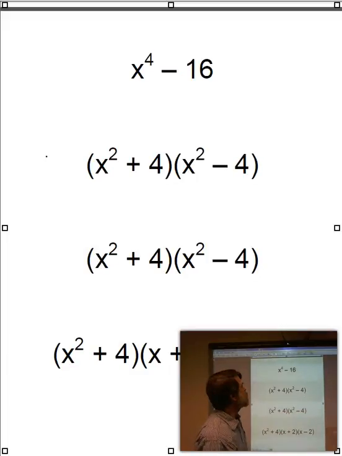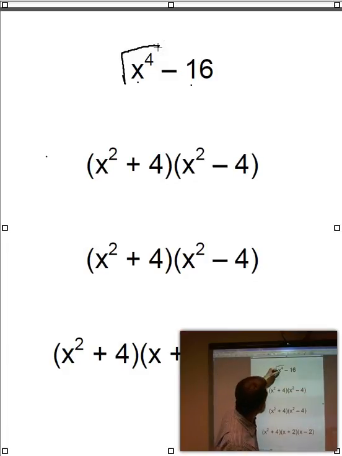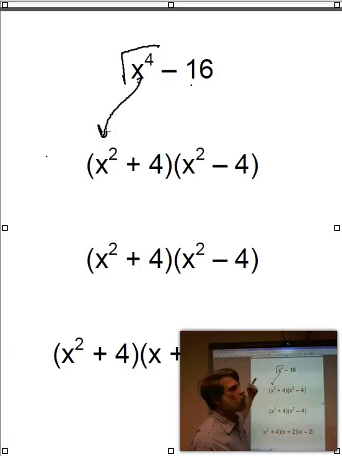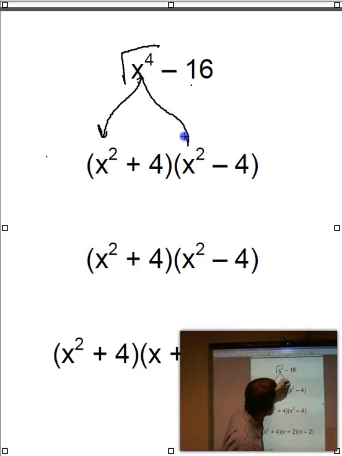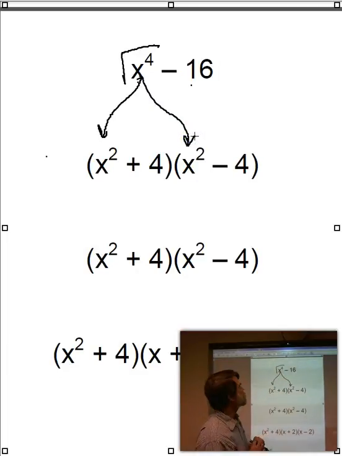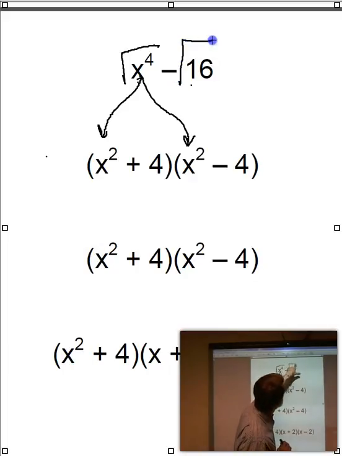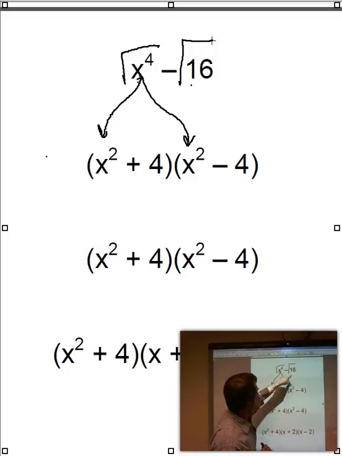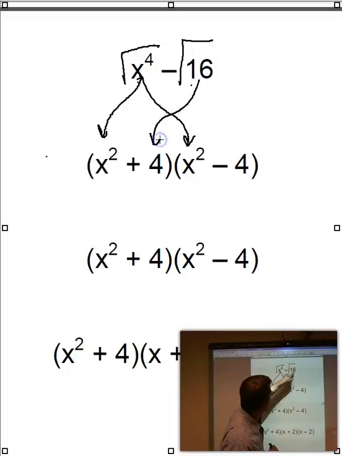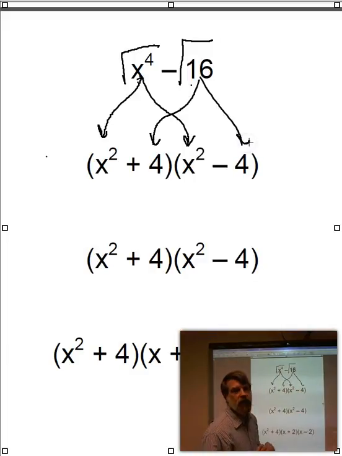Looking at a more complicated expression, this is still the difference of two squares. Take the square root of the first term; that becomes the first term of each of the factors. Square root of x to the fourth is x squared, the first term of each one. Take the square root of the second term; that becomes the second term of each of the factors.